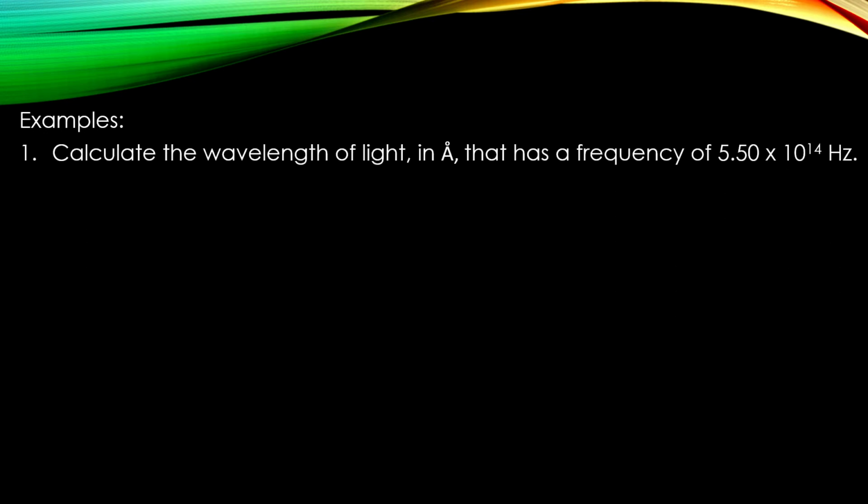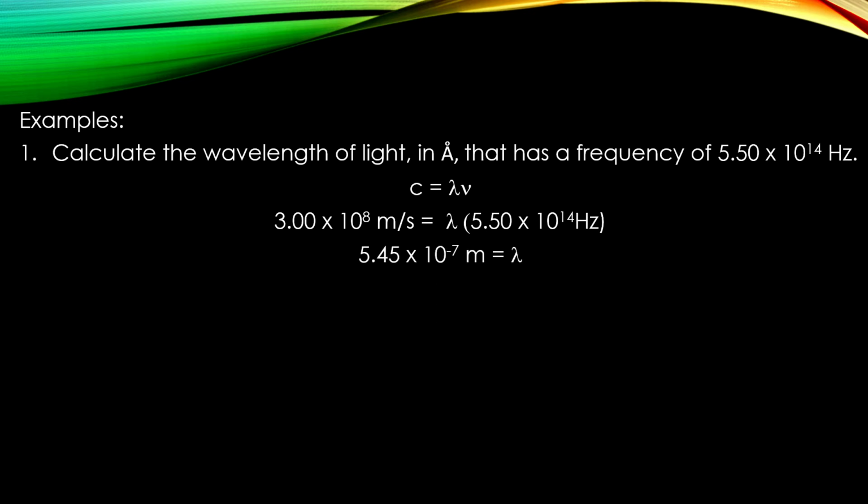If we take a look at our first example, we're going to calculate the wavelength of light in angstroms that has a frequency of 5.50 times 10 to the 14th hertz. I'm going to use my equation, c equals lambda nu, and plug in the things that I know. I know the speed of light, and I know my frequency, nu. So this is the setup. Now, when I rearrange this algebraically, I get my wavelength, but notice that the unit on the speed of light is meters, so that's going to be the unit for my wavelength: 5.45 times 10 to the negative 7th meters.